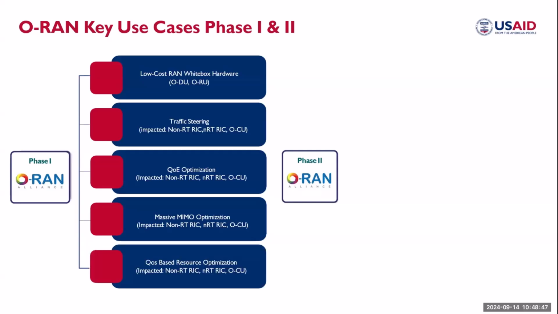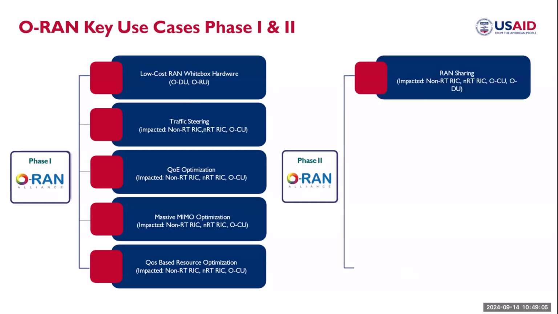What else? QoS-based resource optimization. Okay, so that you can have different priorities in the network. Like for example, in terms of congestion situation. Okay, so you need to have this kind of resource optimization. That is for phase 1.